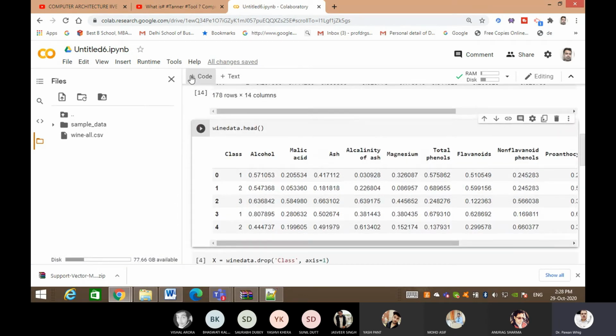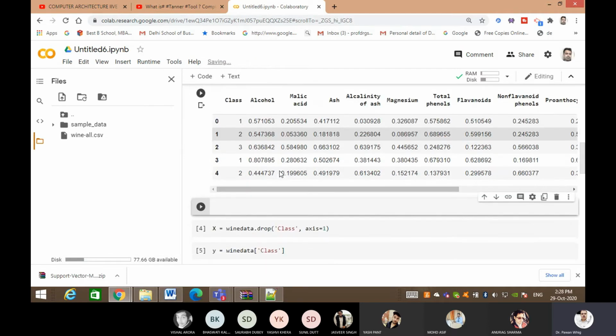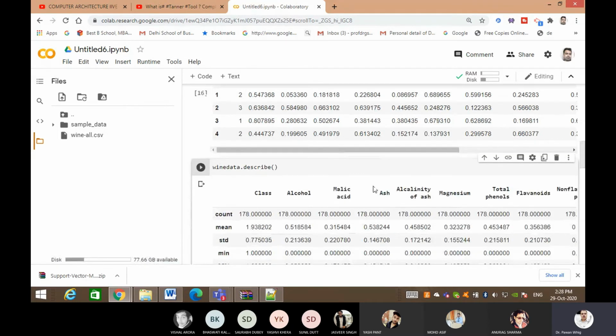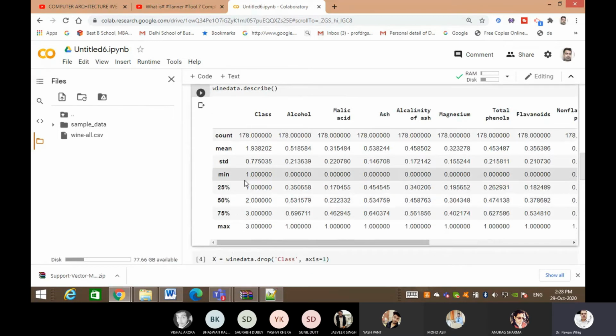Okay, if I want to see the description, how do I apply the describe command? Just put describe. Wine data dot describe. Very good. Wine data means the dataset name, then dot describe. Okay, let me play it. So this shows the standard statistics: mean, median, and so on.